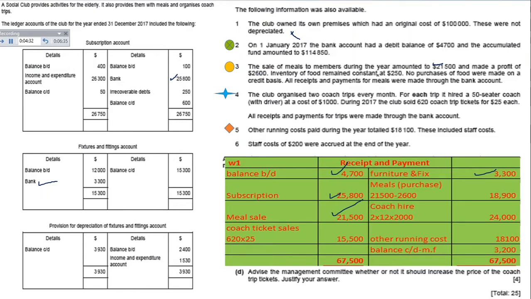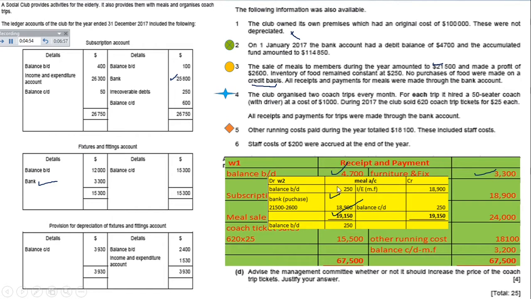Inventory of finished goods remained constant at 250. No purchase of food was made on a credit basis. So you don't have credit basis, it means it's paid by checks. Check payments are done. All receipts and payments for the meals were made to the bank account. So here what you need to understand is, let's have a look at the ledger first. We'll have to make a ledger for this.